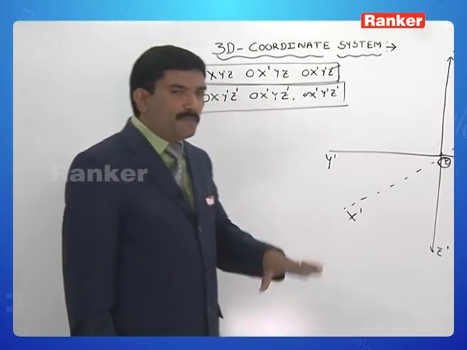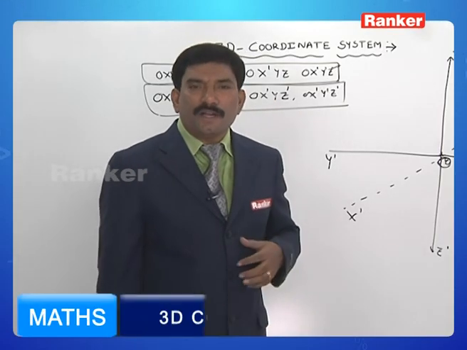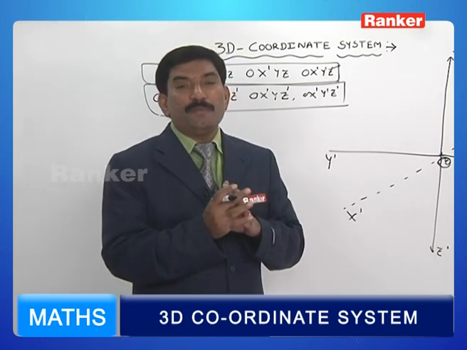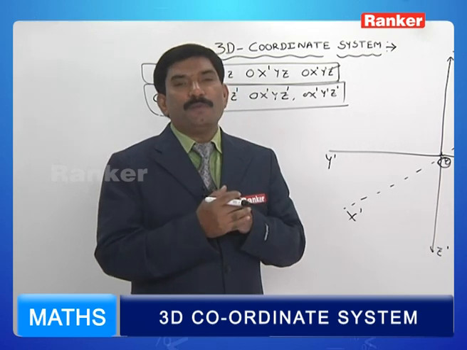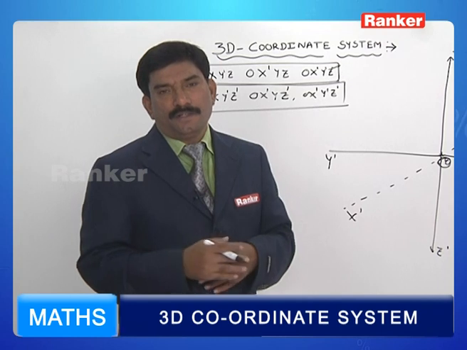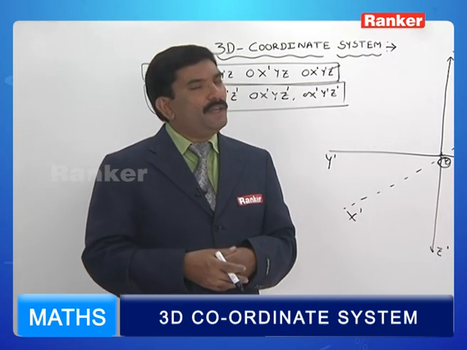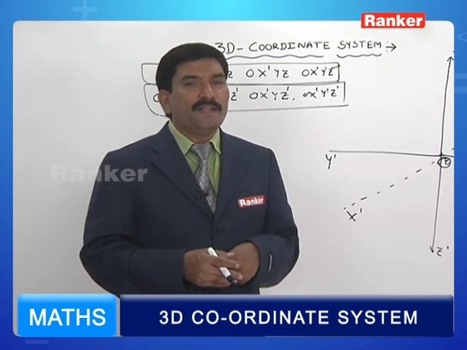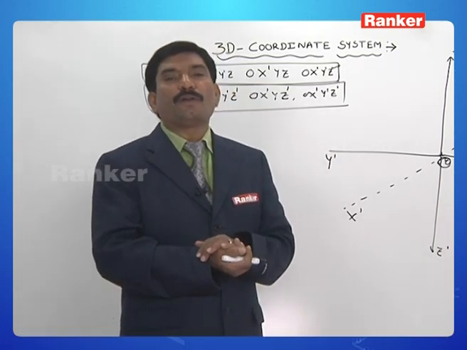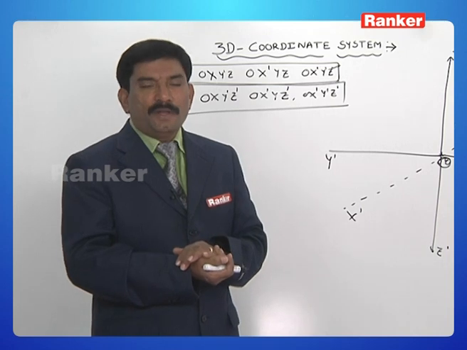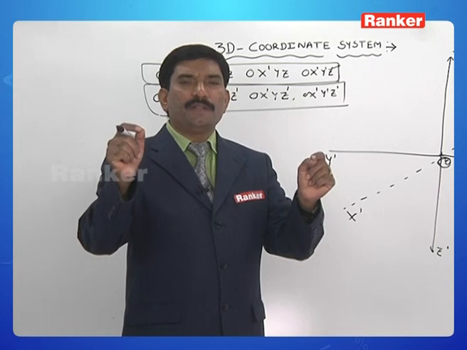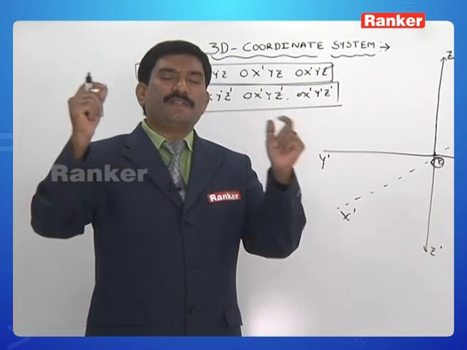These 8 compartments, what do we call them? Octants. Totally, how many positive signs of X? 4. How many positive signs of Y? 4. How many positive signs of Z? 4. How many negatives? 4 for each: 4 X negative coordinates, 4 Y negative coordinates, 4 Z negative coordinates. These are nothing but octants. Okay. Now let us find out the coordinate of a point when it is defined in a space.